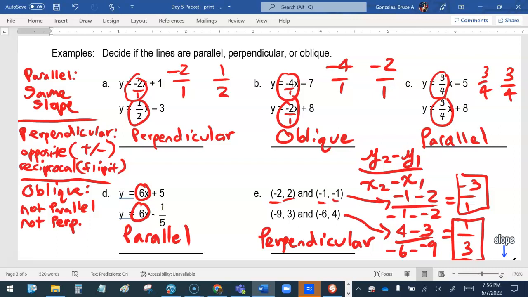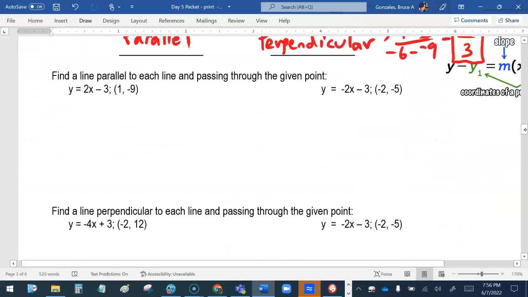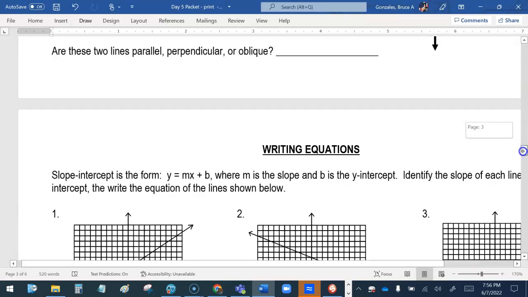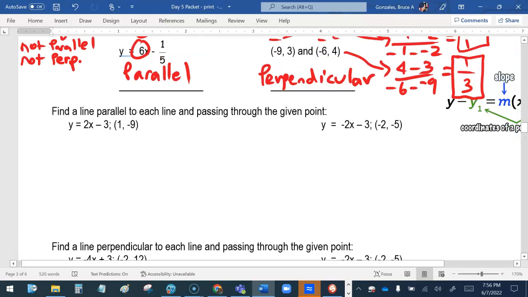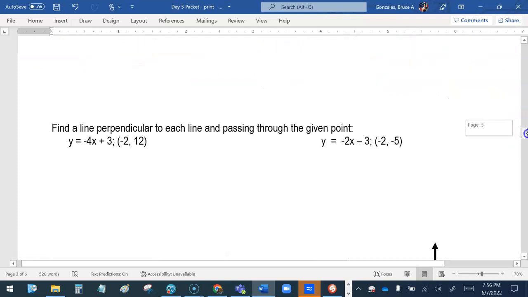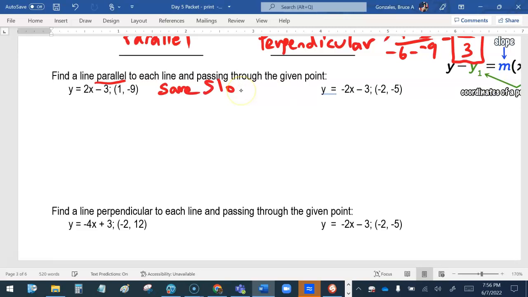Okay, so that is that. Let's go ahead and move it down. Find a line parallel to each line passing through the given point. All right, so I'm going to do these a little bit faster because I think we're getting the idea of this, hopefully. So on down here, we're going to be using the point slope formula. So parallel means the same slope, right? So what is the slope? 2. So my m equals 2. My point is 1 comma negative 9.